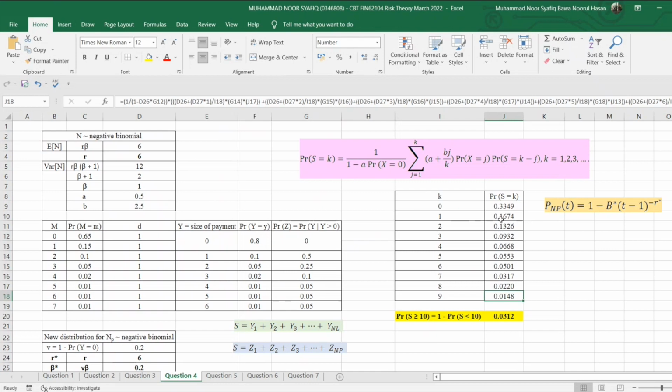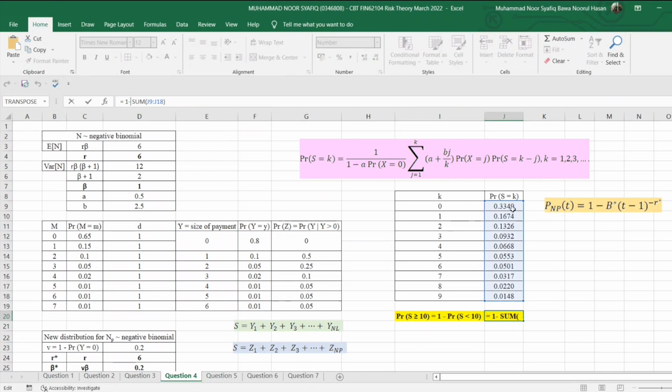Okay, when we get all the formulas of probability s equals to 0 until 9, we can find the probability s is more than or equal to 10, which is 1 minus probability s is less than or equal to 9. So what I did was 1 minus the sum of all the probability of s equals to 0 to s equals to 9, and I get the final answer of 0.0312.